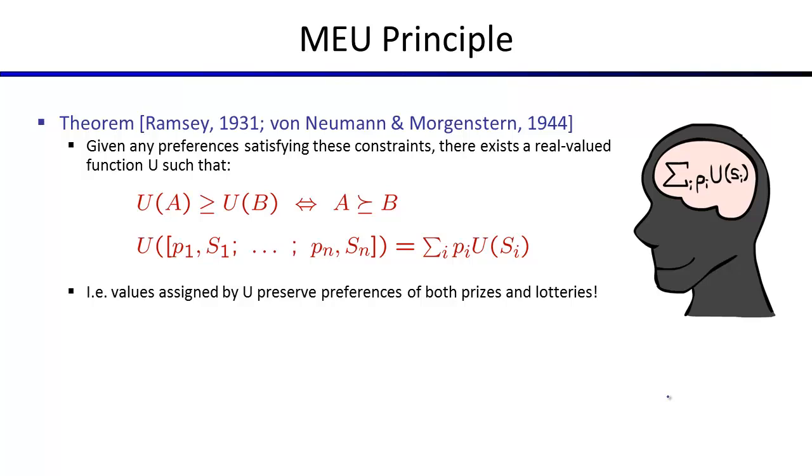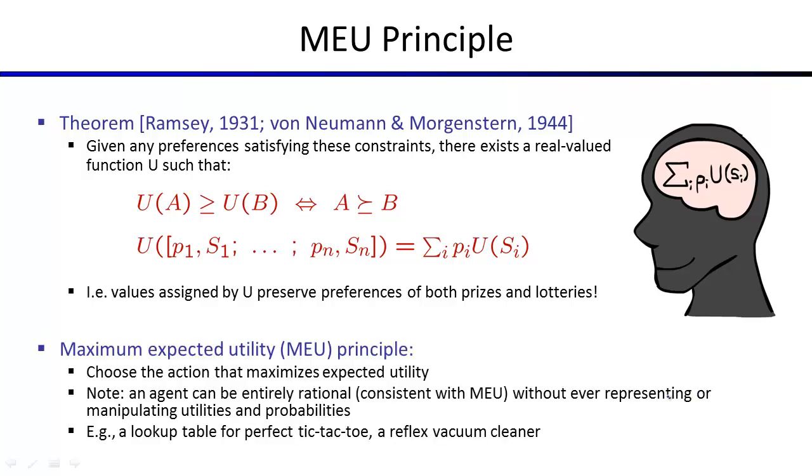So if you feel like you can't be summarized by a utility function, then there must be one of those preferences you don't like. And then you have to decide which one it is. Okay, so the MEU principle says you choose the action that maximizes your expected utility. And of course, as we've said before in this class, an agent can be rational, meaning it chooses actions consistently with this principle without ever manipulating utilities or probabilities. So it doesn't say anything about how you compute, just that your actions have to be consistent with this rule.